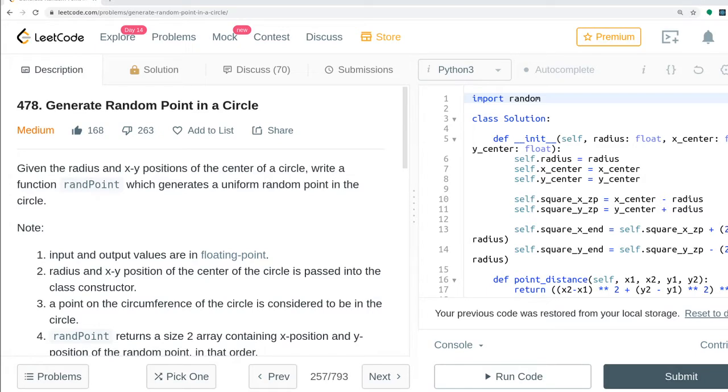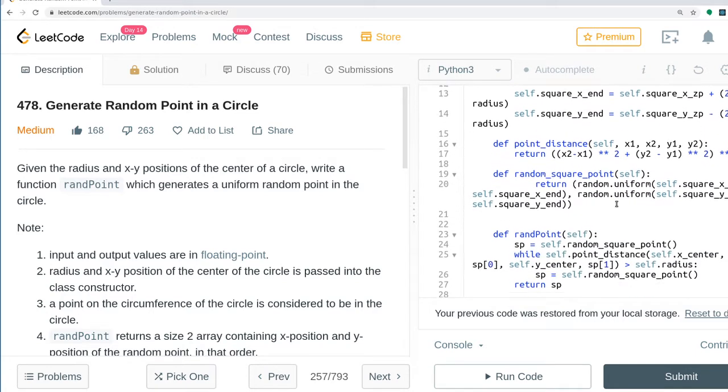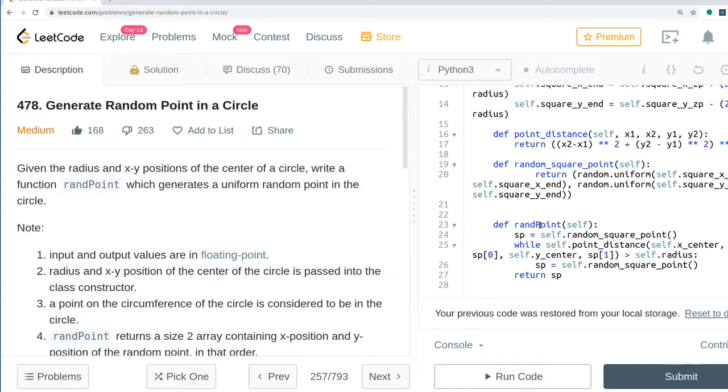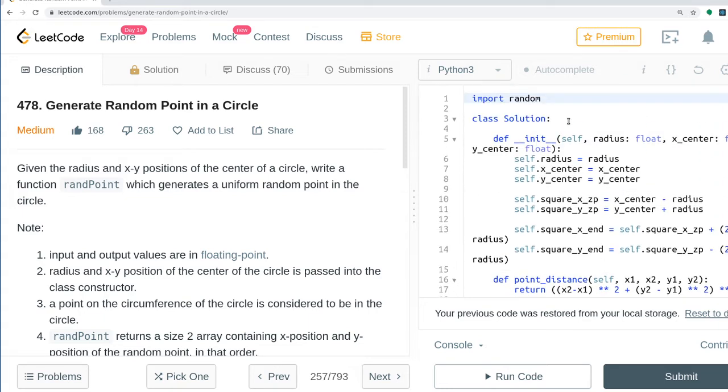Hi, today I'm talking about LeetCode problem 478, generating random point in a circle. What this problem asks you to do is write a solution object such that the constructor or initialization method takes a radius, an x and y center point, and the solution object should provide this function randPoint, which when called will return a random point within the circle described by the radius and x and y center coordinates.